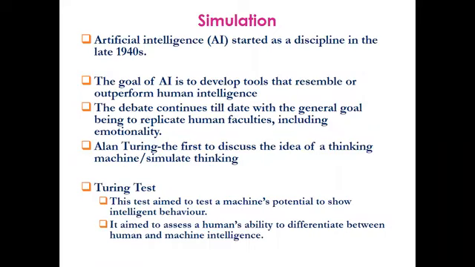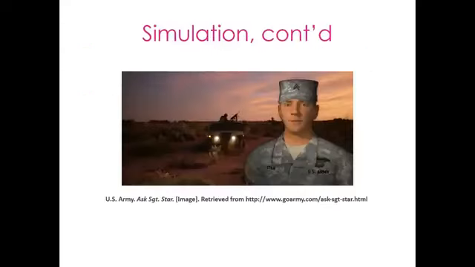Alan Turing was the first to discuss the idea of a thinking machine, that is, simulated thinking. He was the first to create a technology with the idea of that technology actually simulating the human mind and thinking. And so the Turing test is a test that aimed to test the machine's potential to show intelligent behavior. It aimed to assess a human's ability to differentiate between human and machine intelligence. Okay, so there is this at the US Army, where you will see this at the entrance.